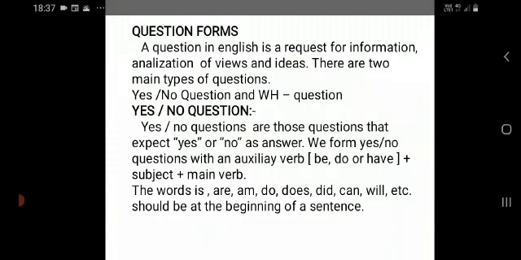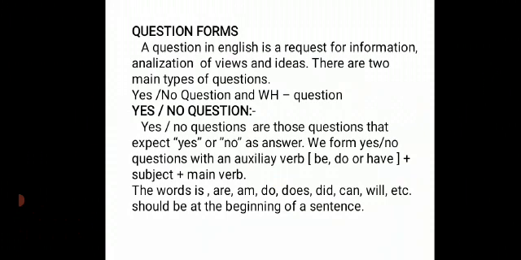Today's topic is question forms. Now you may be wondering, what are these question forms? A question in English is a request for information or analyzation of views and ideas. We ask the questions and we get the answer. In fact, you have to ask the questions in a proper grammatical manner.